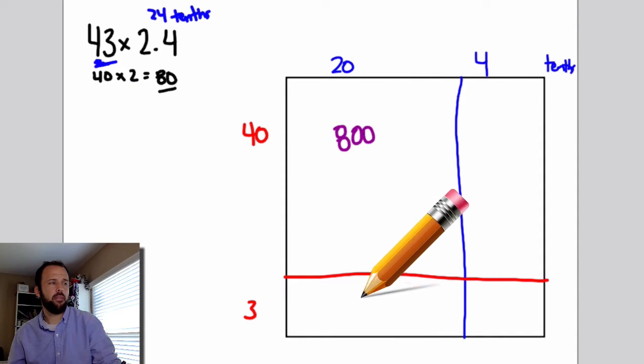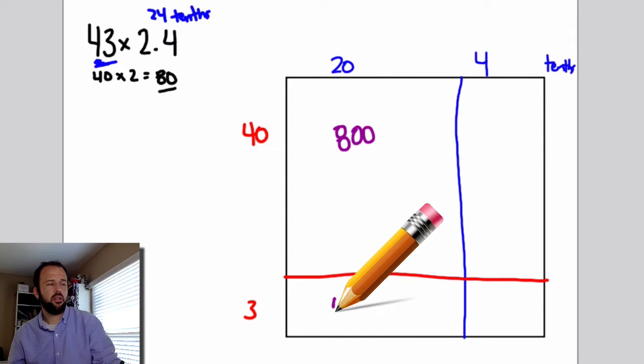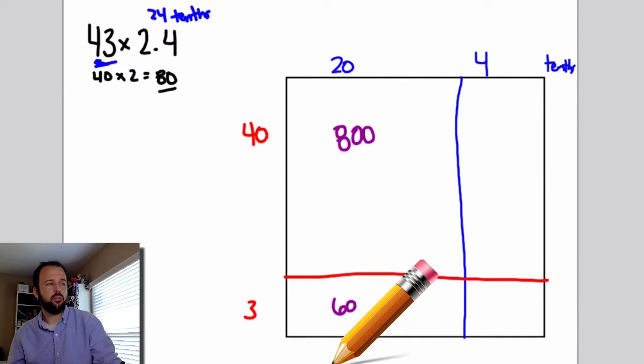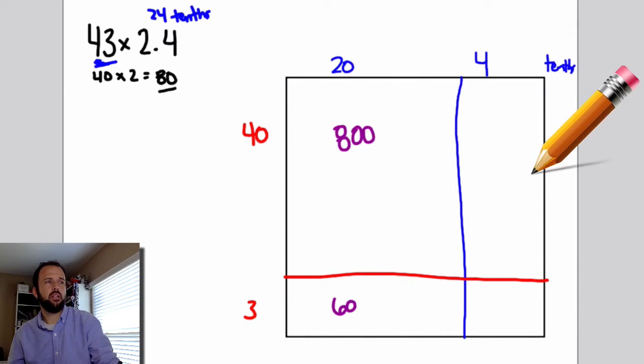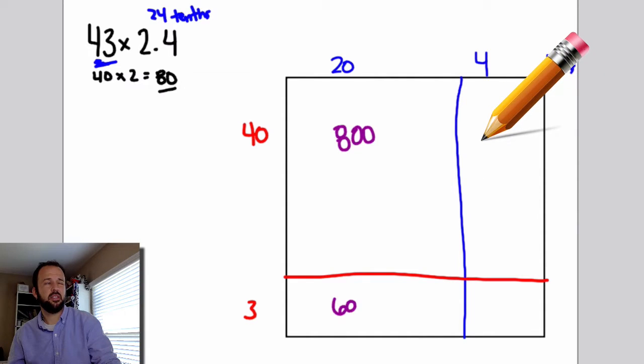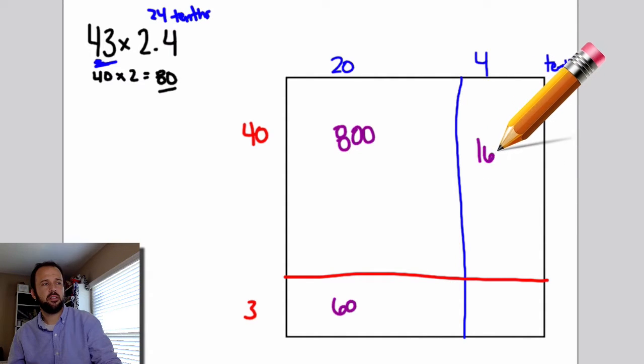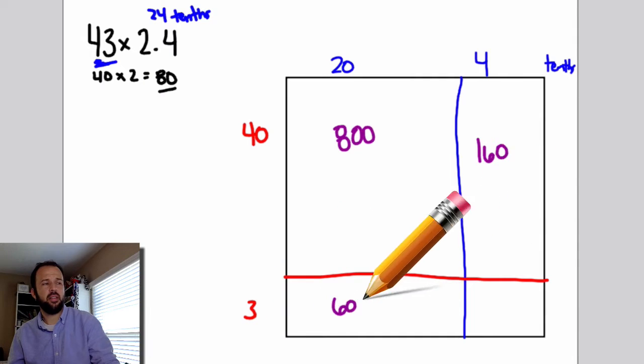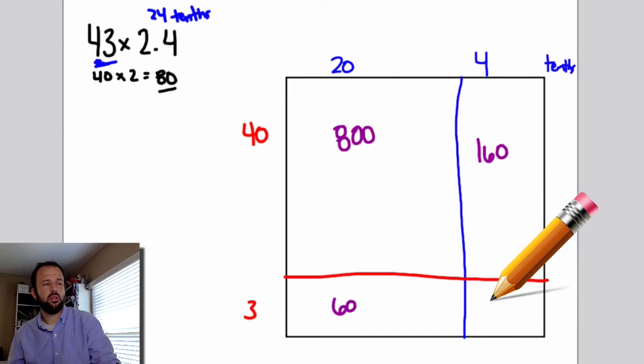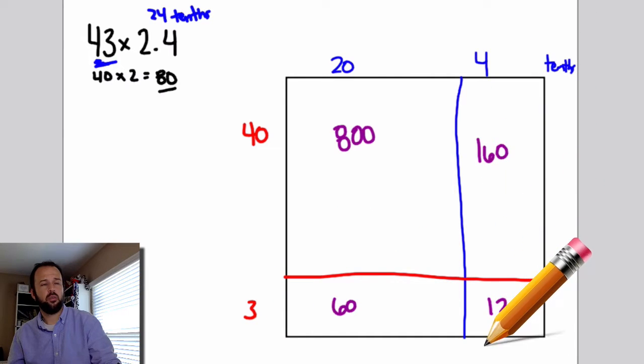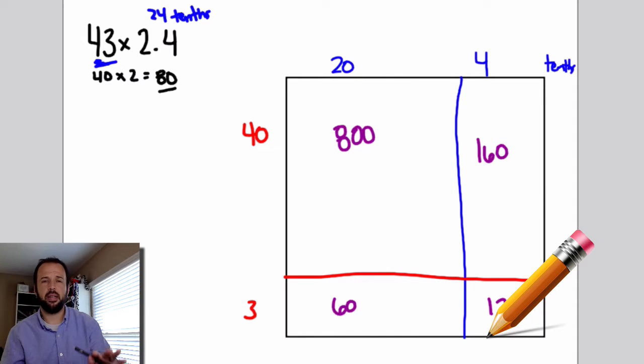Then I'm going to do 20 times 3, which would give me 60. We're going to do 40 times 4. 4 times 4 is 16. 16 tens, which would be 160. And then 3 times 4, which would give me 12. Easy enough, right? Not too bad to start.